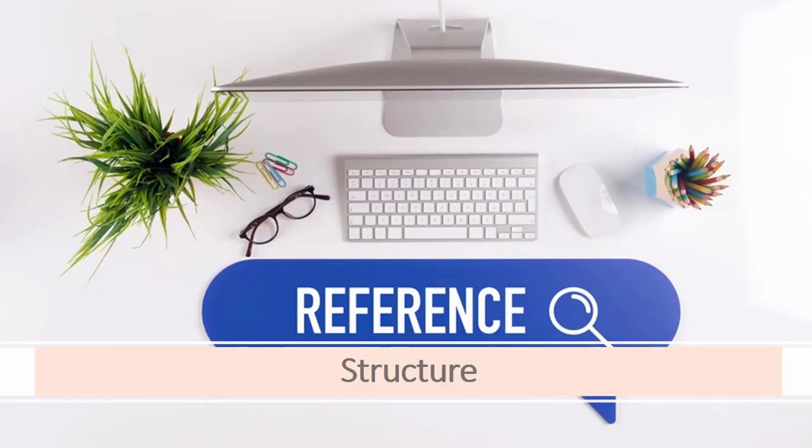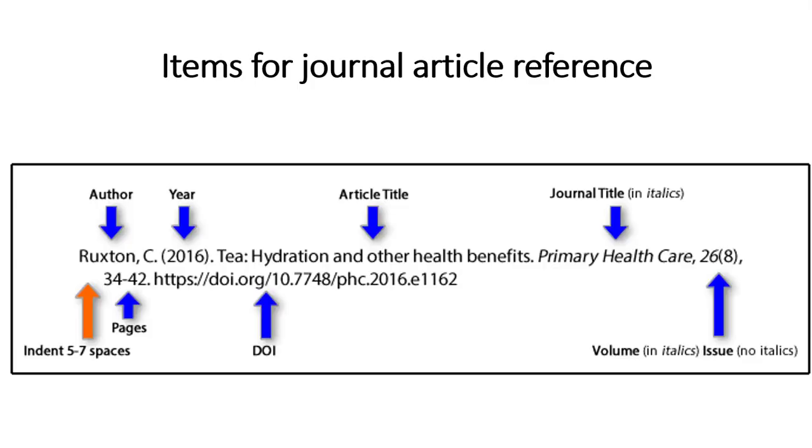What is the structure of the reference? What is the meaning of the structure of the reference? In any reference or citation, we need some important points, and these points are basically different between the journal article, the book, book chapter, book section, website, web page or database. Each type needs some basic information to make the reference or the citation.